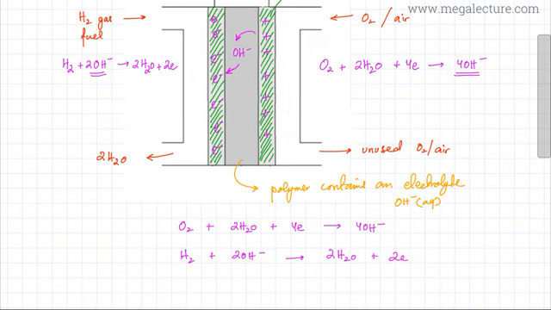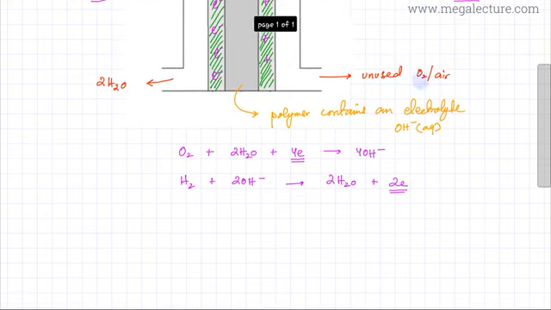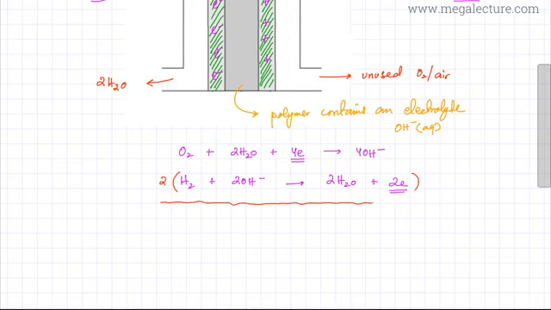Now before adding the two equations, I need to make the electrons that are being gained and the electrons that are being lost equal. Remember, whenever there's a redox equation, make sure to balance the number of electrons lost and the number of electrons gained. For that, I would need to multiply this equation by 2, and then I'm going to add the two equations. So over here there's O2, then I have 2H2, then I have 2 water molecules.